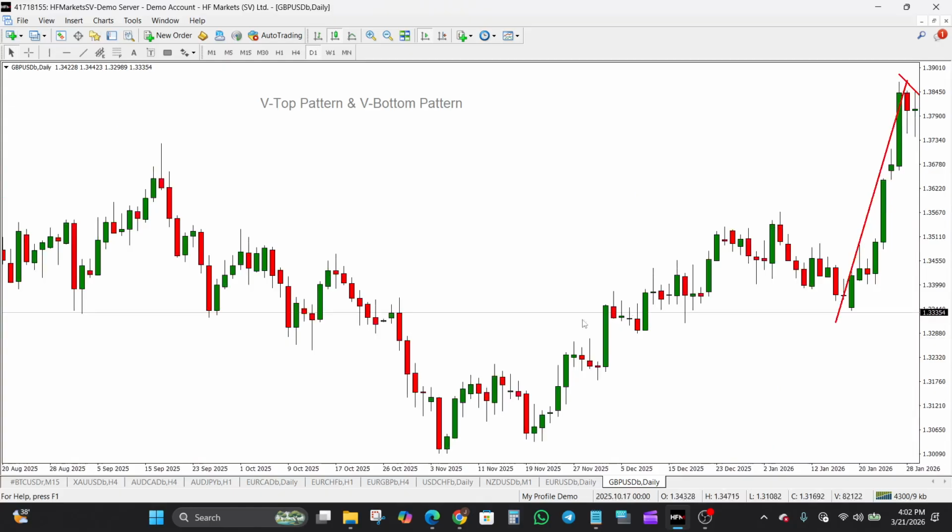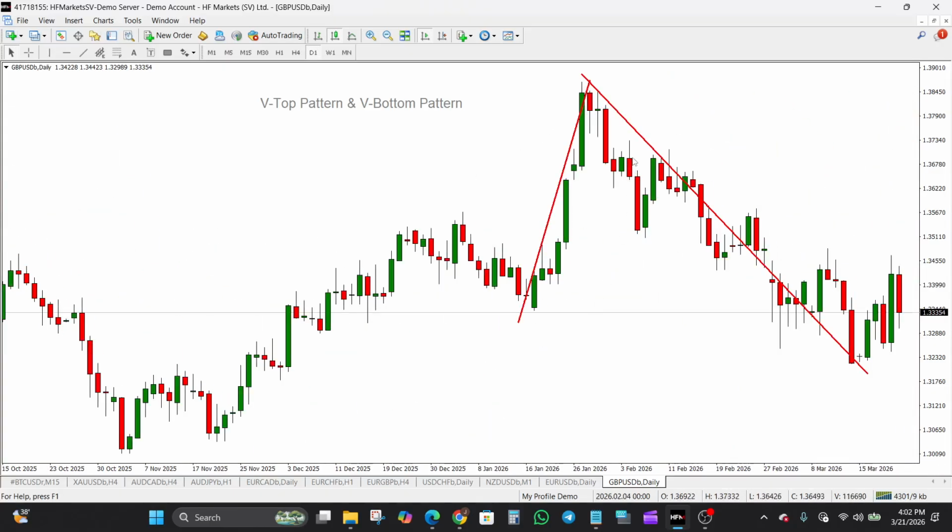A V top is the opposite, right? Prices rise quickly, then reach a peak and then drop sharply. So this often happens after strong bullish momentum followed by sudden selling pressure or profit taking.